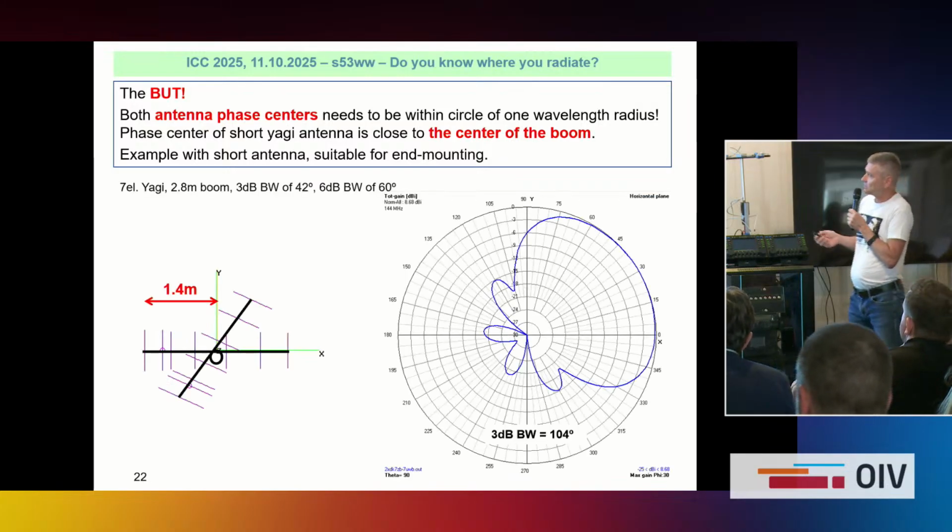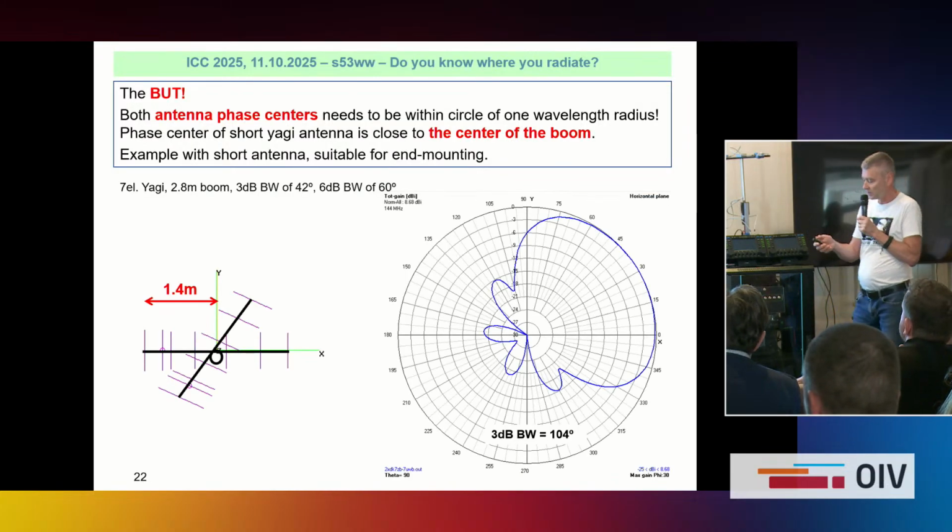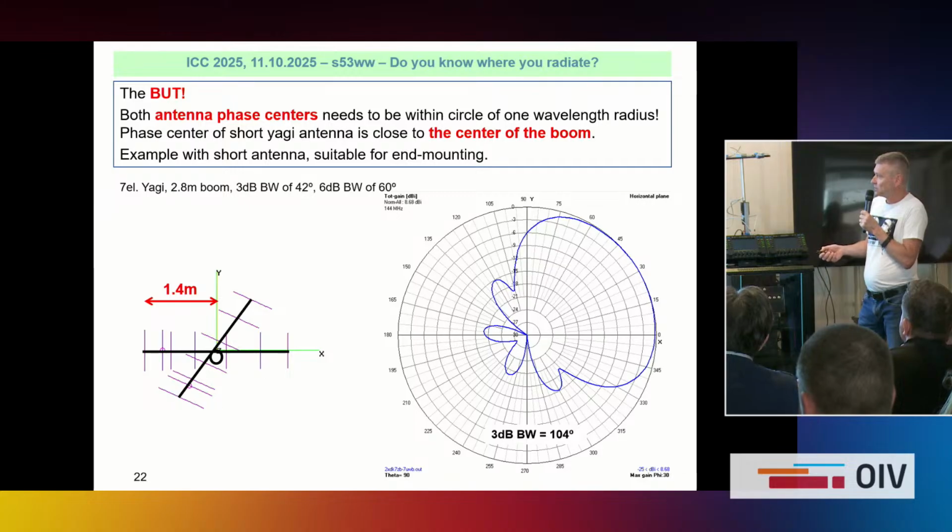So how does it look when you take a short Yagi? Okay, short Yagi is 2 wavelength Yagi. 1.5 wavelength Yagi, 7-element Yagi, 2.8 meter boom. These are the 2 distinctive beam widths, 42 and 60 degrees. You mount on the same pole at the phase center.